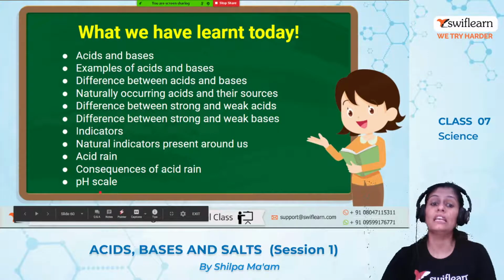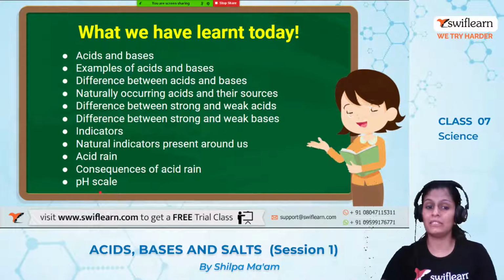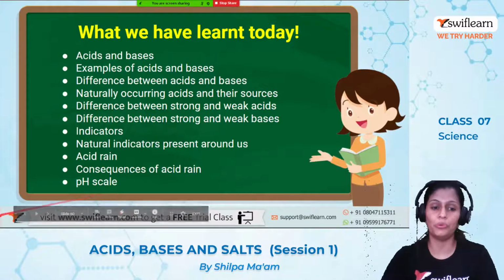What is a pH scale? It is a scale which is used to tell us whether a substance is acidic, basic or neutral in nature.